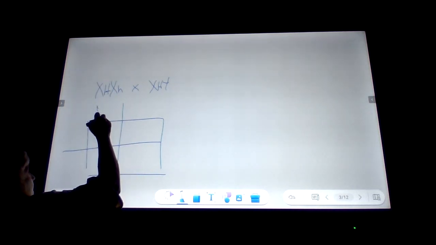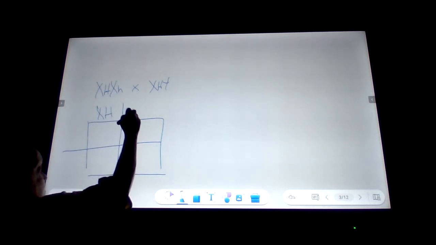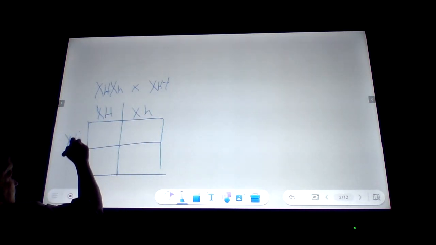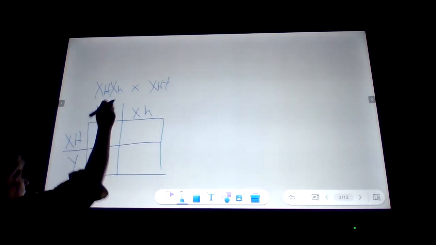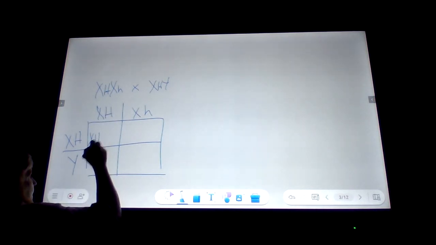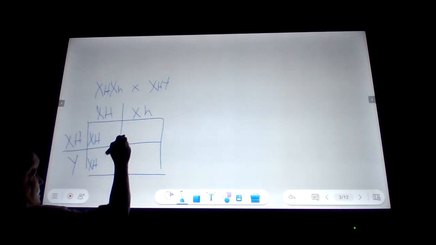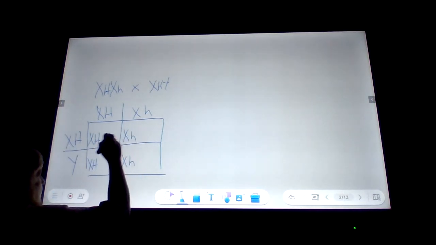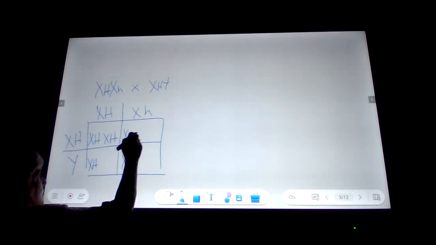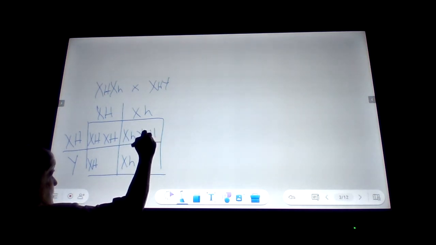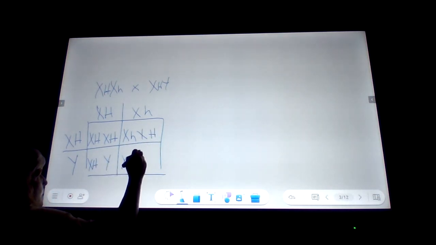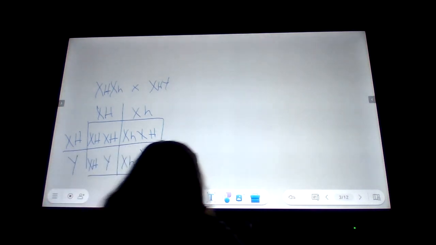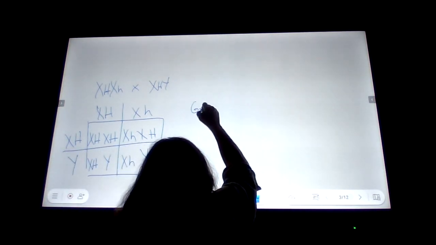Separate my alleles, so I've got an X big H and an X little h. And then I've got an X big H and a Y. Carry everything down. Carry everything across. That's my Punnett square. Again, let's figure out the probabilities of my offspring.